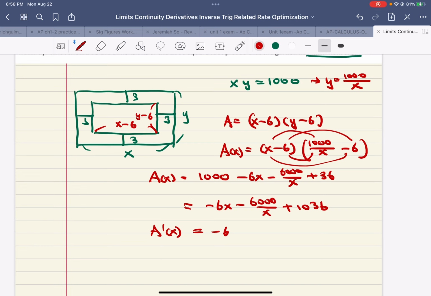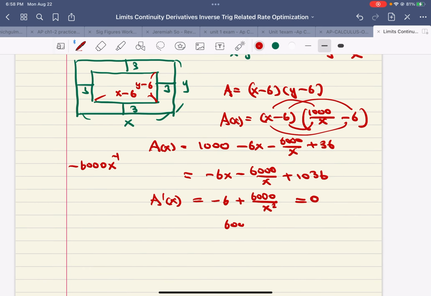So negative 6. This one, negative 6,000 over x, means x to the negative 1. So negative 1 times negative is a positive, and 6,000 over x squared, right? You subtract 1, so x to the negative 2 means x squared in the denominator. And 1,036 is gone, right? Any constant. Set equal to 0, and then I need to solve for x. So 6,000 over x squared equals 6. Now when you cross multiply, 6,000 equals 6x squared, so x squared equals 1,000.